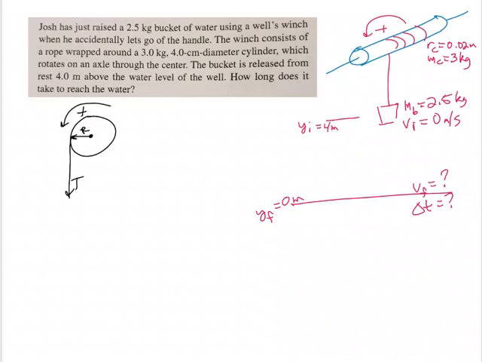Now, as far as the bucket is concerned, let's draw a free body diagram for the bucket. Here's the bucket. What do we know? It's going to have weight down and tension up. Now, is there a net force to this? Yes, in the downward way. So F net is down, which means I should probably draw the tension up a little bit shorter than the weight down, right? Okay.